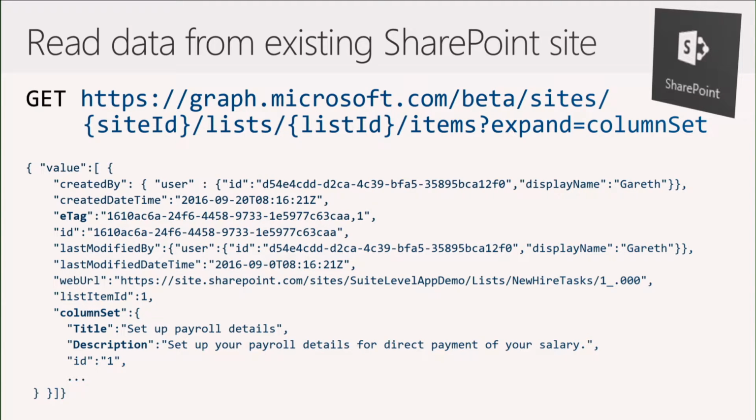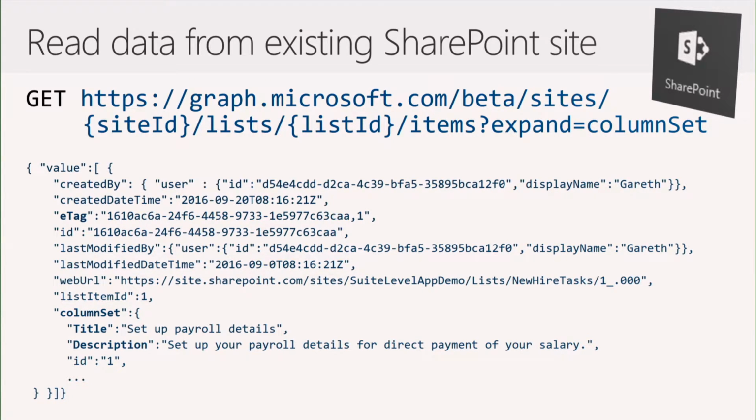And then once I've got a site, every SharePoint site has a set of lists on it, as you're used to with SharePoint. So I'm going to enumerate those and get a list ID. And then I'm going to get the set of items in the list and just pull that data back. And I'm going to take advantage here of one of the more powerful things in the graph and say, hey, I'm going to expand the column set. So the column set on a SharePoint item is the actual raw data.